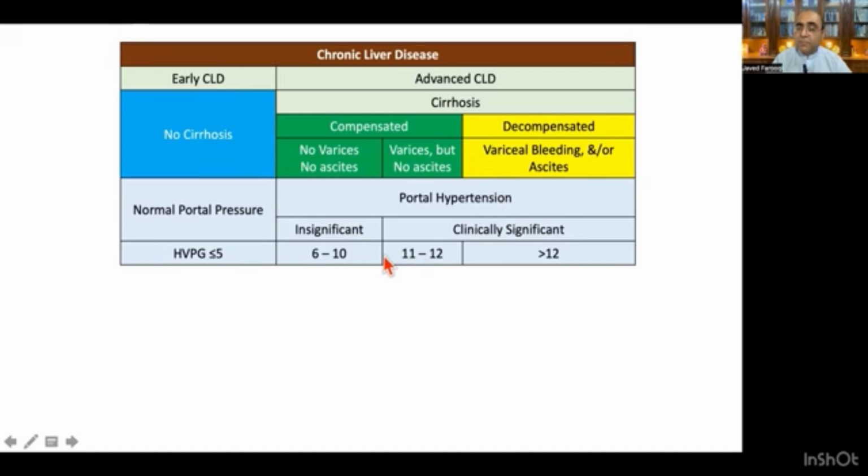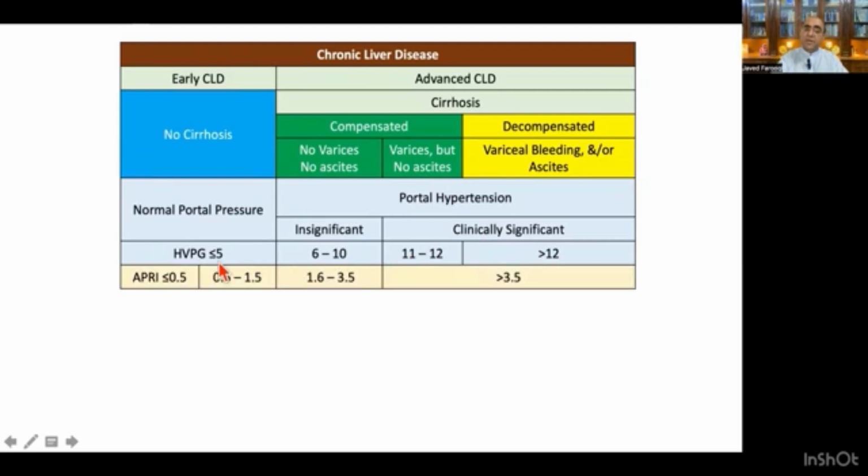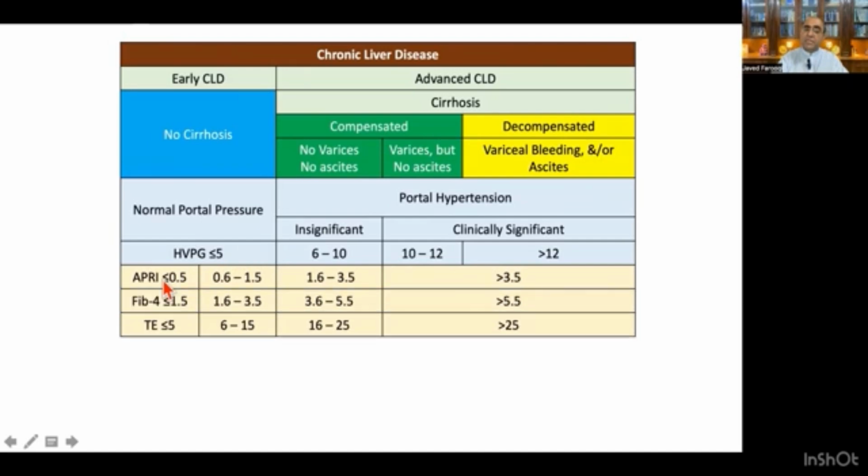So anything more than 10 is clinically significant portal hypertension, and then we can further divide this into 11 to 12 and more than 12. We don't need to check the HVPG in each and every patient. APRI can tell us, FIB-4 can tell us, transient elastography can tell us very beautifully whether the patient has clinically significant portal hypertension or not.